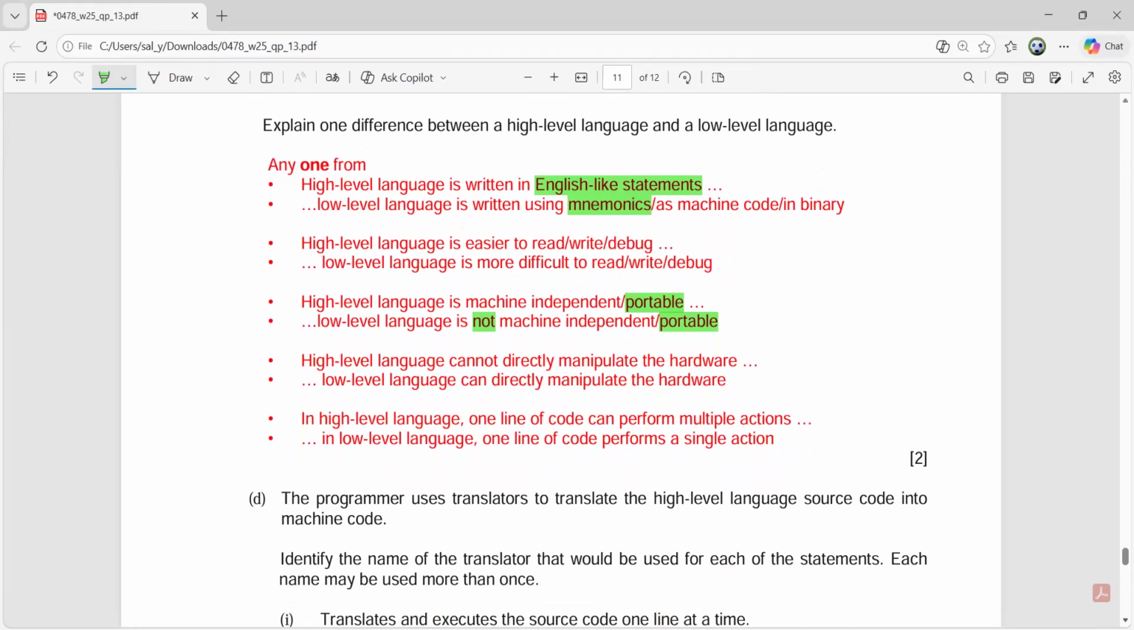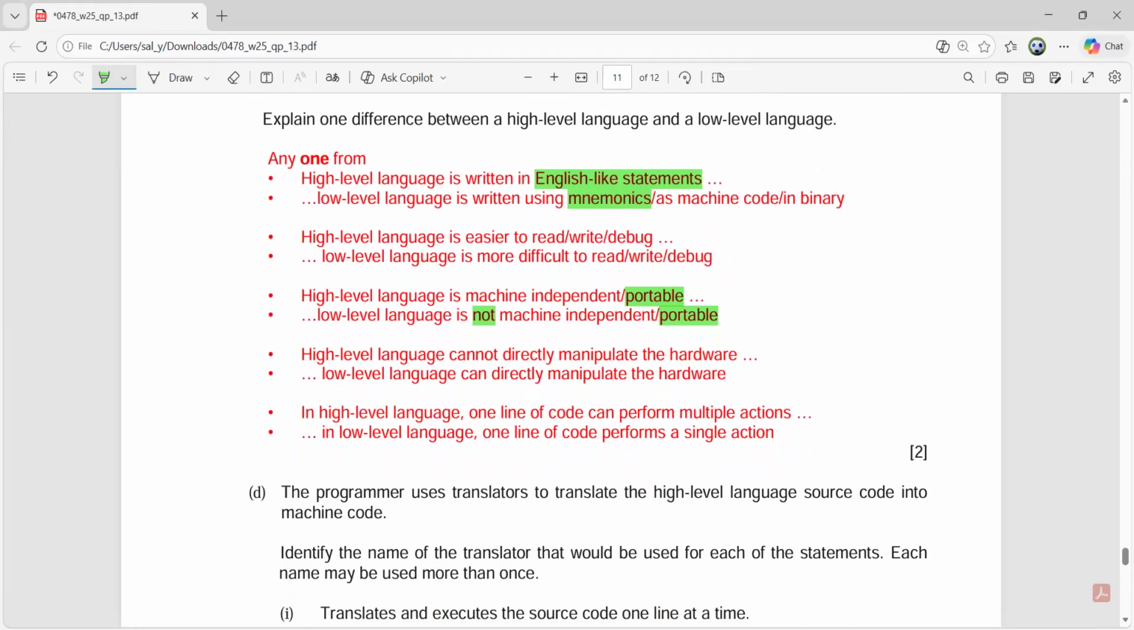Part D. The programmer uses translators to translate the high-level language source code into machine code. Source code is what the programmers write, and machine code is what the computers understand. That is binary code. Identify the name of the translator that would be used for each of the statements. Each name may be used more than once. So for translators, which 3 words come to our mind? Okay, fine. Compiler, interpreter, and assembler.